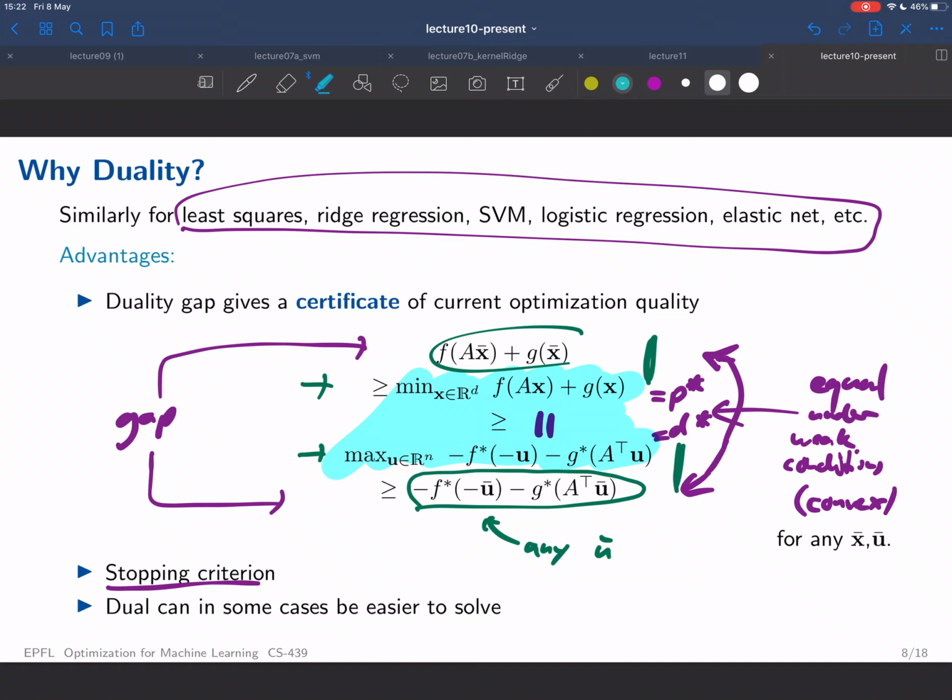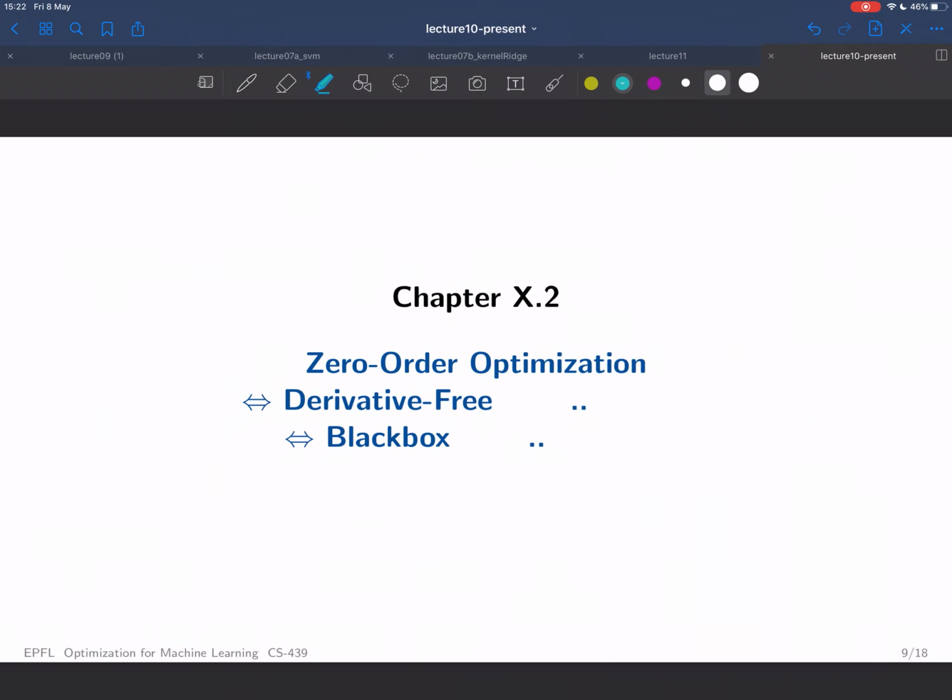Unfortunately, we do not have this for deep learning, because there we do not have convexity. All right, this is all I wanted to say about duality. So now, in the second part, we go to something completely different, which is a much more general class of problems and optimizers, which is zero-order optimization. So what can we do if we do not even have gradients? Can we do optimization? If we just have function values, can we optimize general functions?